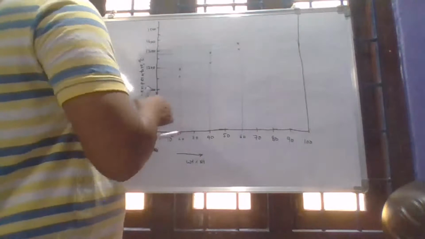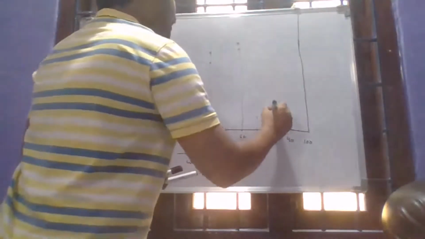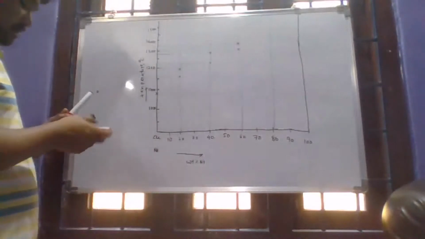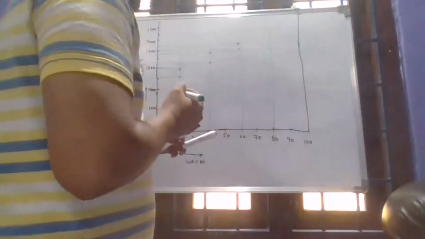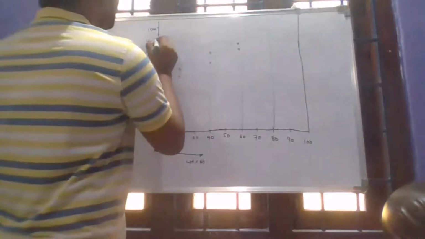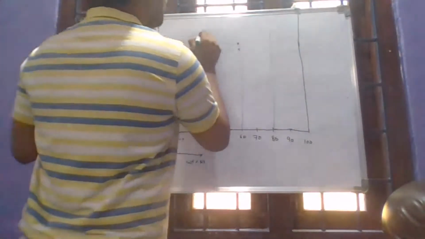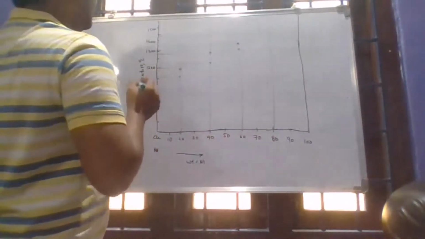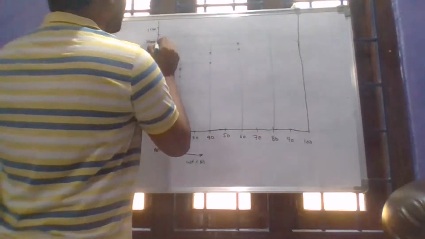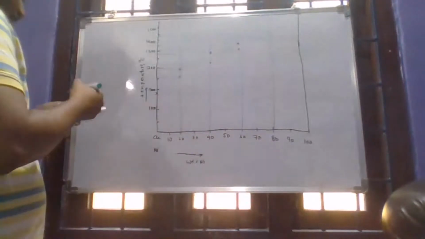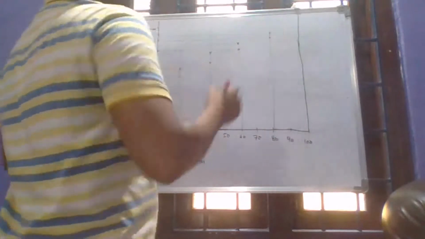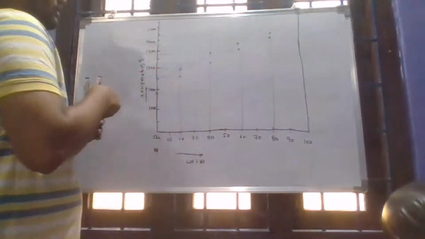Then coming to 80% weight of nickel, the liquidus temperature is 1440, just below 1450. And for the solidus it is 1380, just below 1400. I can draw another line at 80%, and indicate these as the points of intersection for the liquidus and solidus.